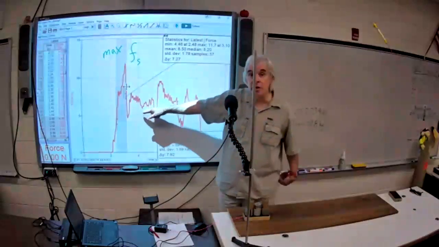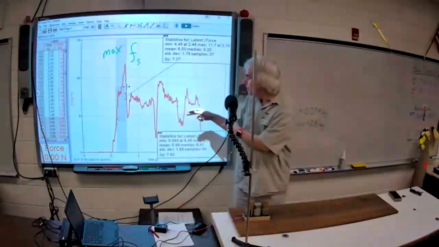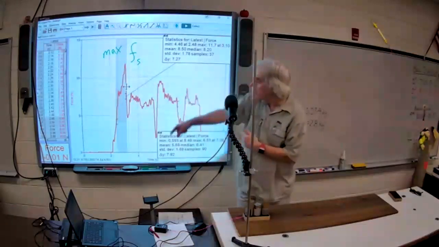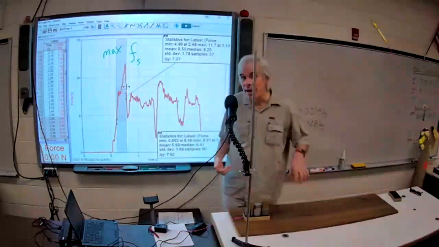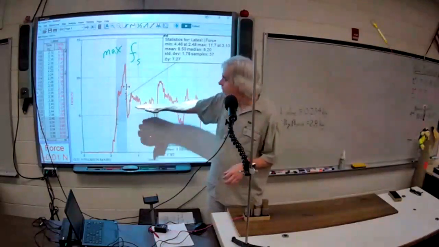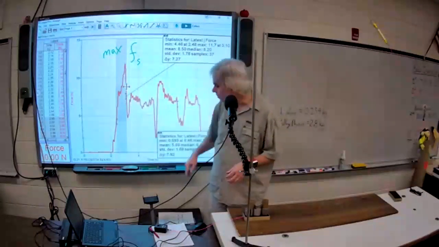This is when I pulled slowly. This is when I pulled faster. And this is when I pulled slowly again. The peaks, the jumpiness here, is when the block was slowing down or speeding up. But the moments when I was pulling it along at a constant velocity, pretty much a steady level.